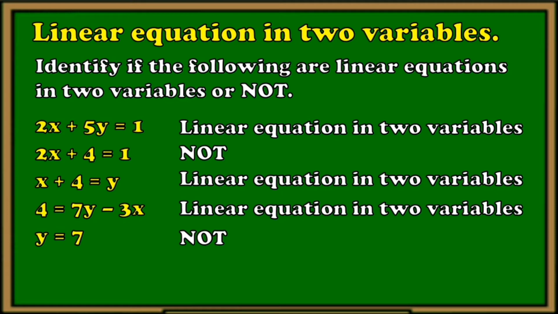Another example, we have 2x squared plus 5y is equal to 1. This example has two variables, x and y, and a constant, but the exponent of the variable x is 2. Again, by the definition of a linear equation in two variables, the highest exponent should be 1. So meaning this is not a linear equation in two variables.